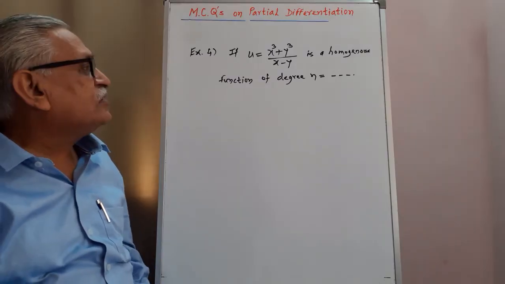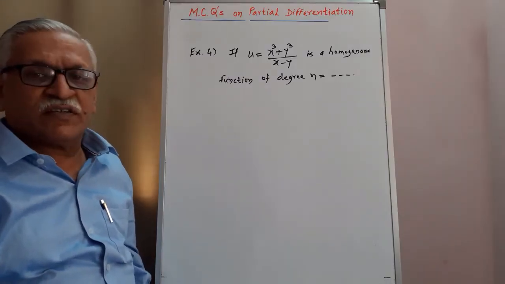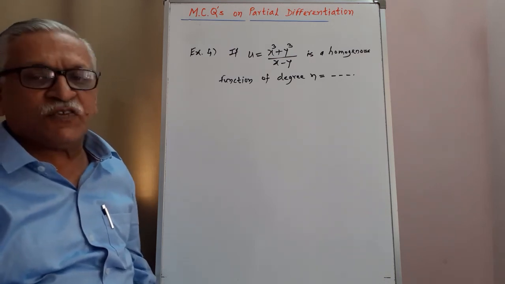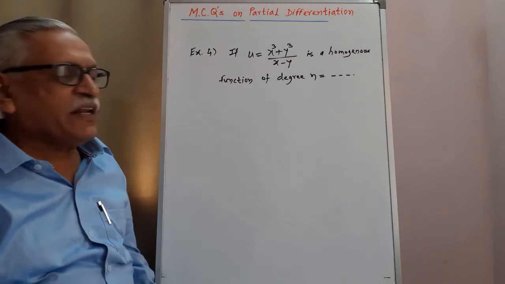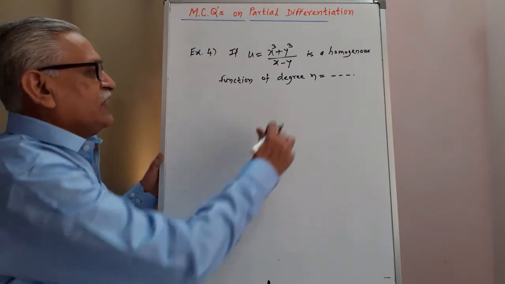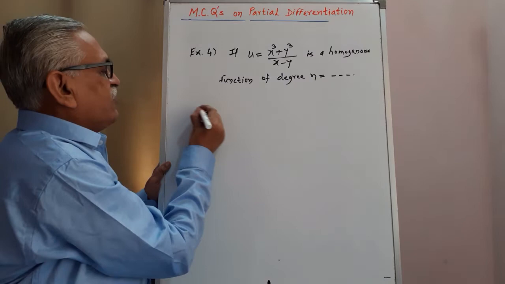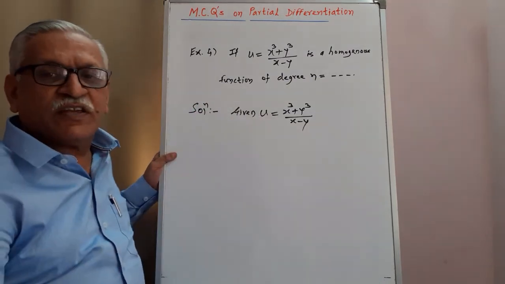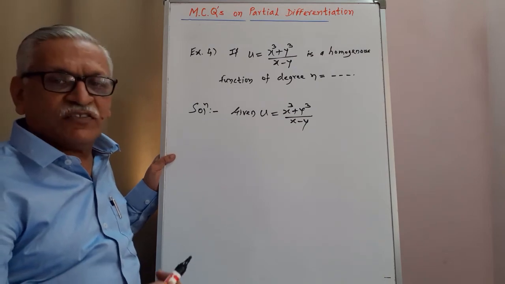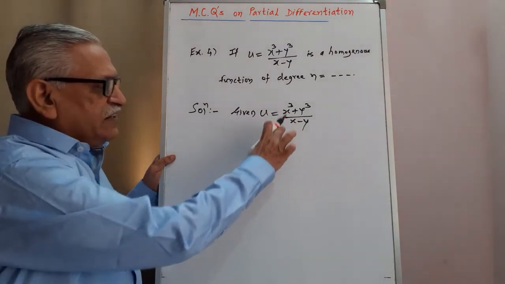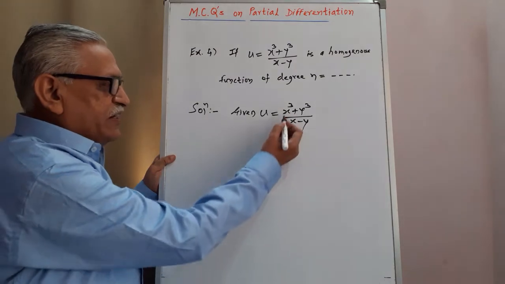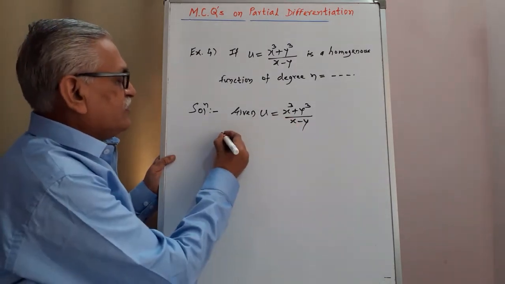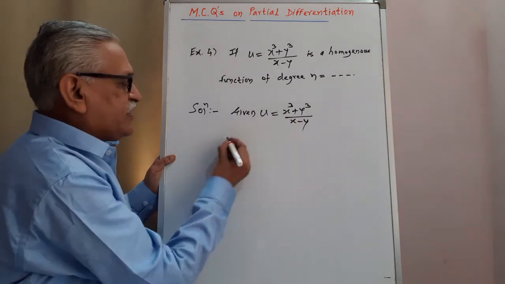Example number 4. If u is equal to x cube plus y cube divided by x minus y is a homogeneous function of degree n, then n is equal to. Therefore here we are required to find the degree of that homogeneous function. Given u is equal to x cube plus y cube divided by x minus y, a homogeneous function in x and y, to determine the degree we have to convert it into its general form by taking x common from both numerator and denominator.